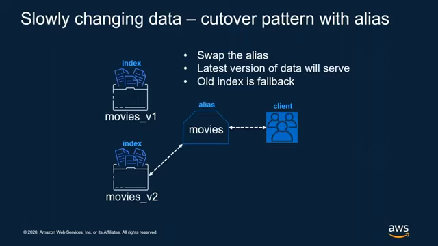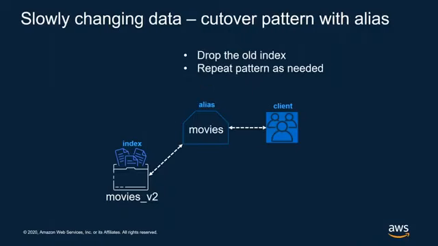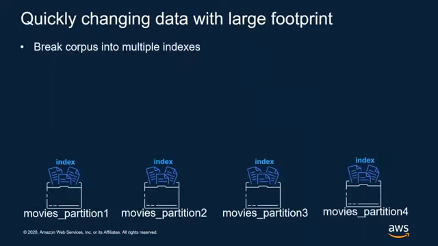But what will happen now is that your latest version of the data will serve, and your old index is a fallback should there be any drastic issues. Once you're done, you can go ahead and drop that old index. And then you just go ahead and repeat this pattern as needed through your cyclical daily ingest activities or whatever your time frames could be for replacing that current index with a newer, fresher version of the data.